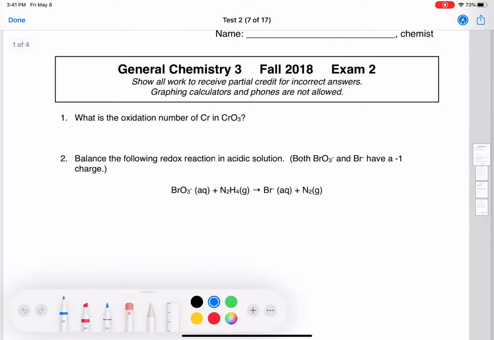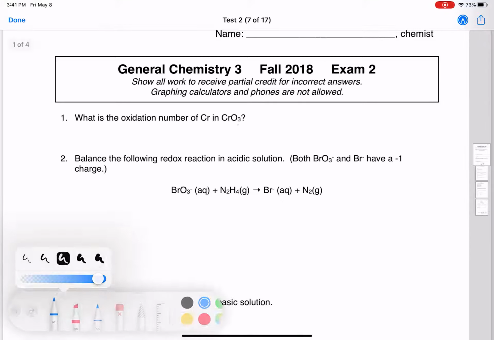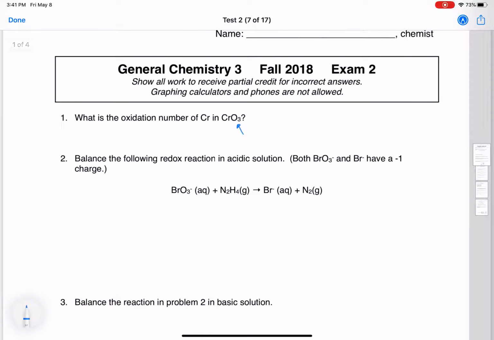To do that, remember that we're going to use some rules, like we know that oxygen is always -2. We have 3 oxygen atoms in this molecule, so altogether they have a combined total -6 charge. There is no overall charge on this molecule, which means that the oxidation number for the chromium needs to be such that it plus -6 from the oxygen will equal 0. The sum of the oxidation numbers always adds up to the overall charge.